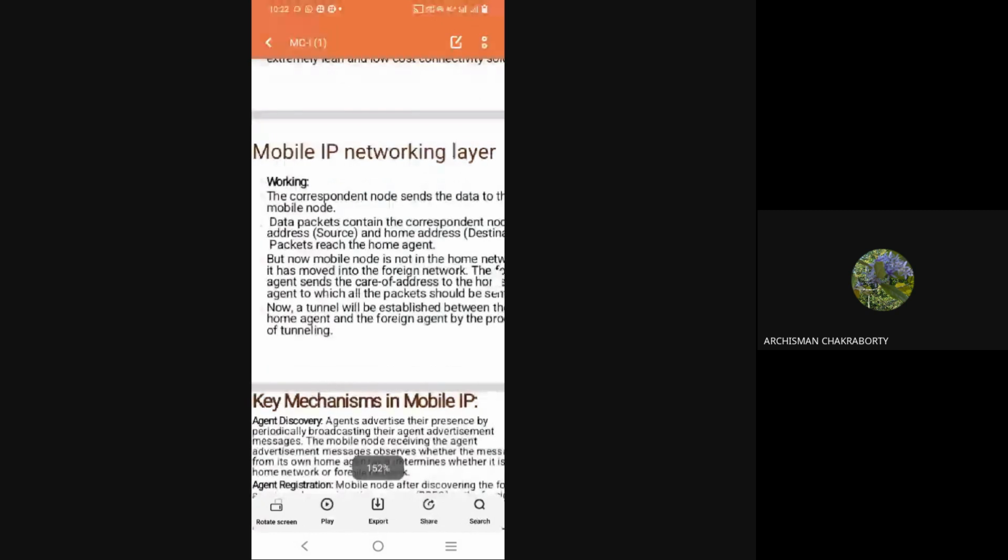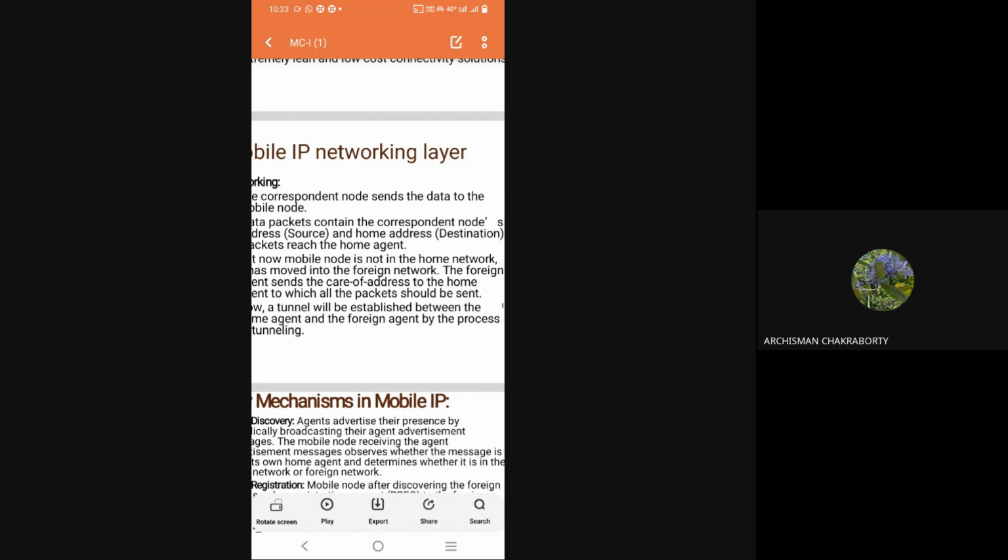Please recall we have discussed some terms of mobile IP: the home agent, the home network, the foreign agent, the foreign network, the correspondent node, the correspondent address, tunneling. We have already discussed them in previous classes, so we had a brief discussion here. The correspondent node means the mobile or device which sends data to you is known as the correspondent node.